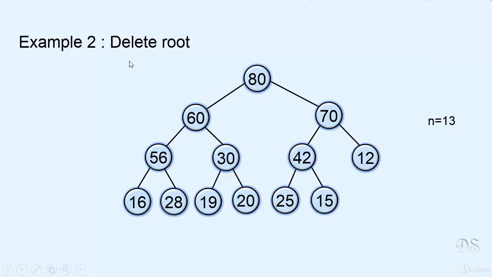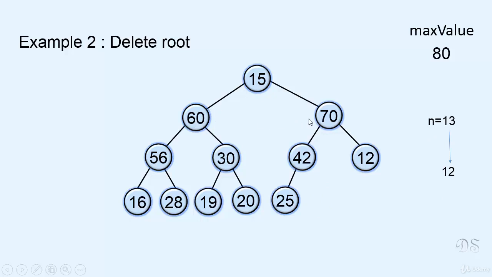Now let's take another example. We have to delete root from this heap of size 13. So first the key in the root node is assigned to this variable. Then key in the last leaf node is copied here. Then the size of heap is decreased. So this is not a part of heap now. Now we have to perform restore down for this key in the root node.